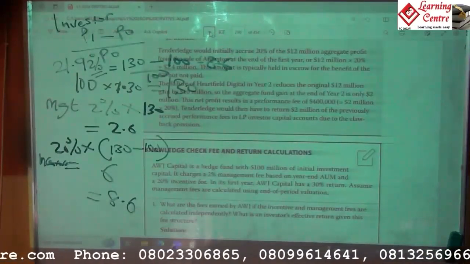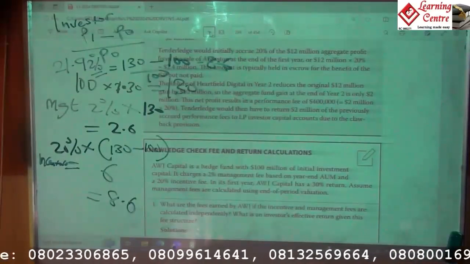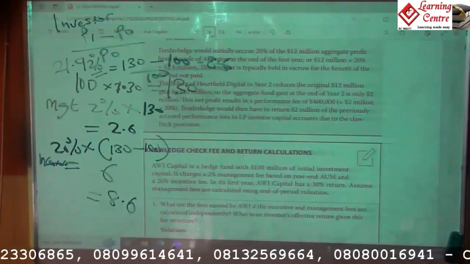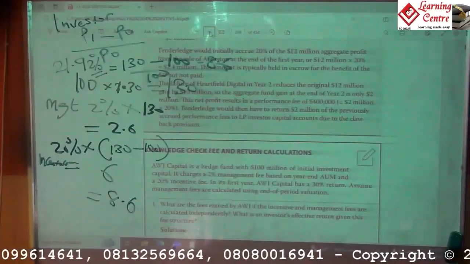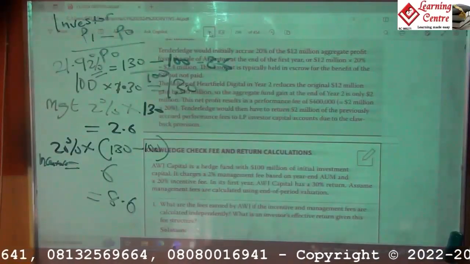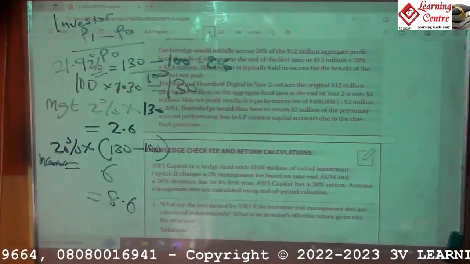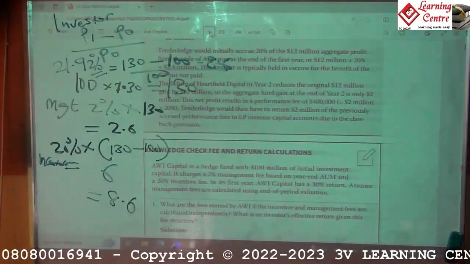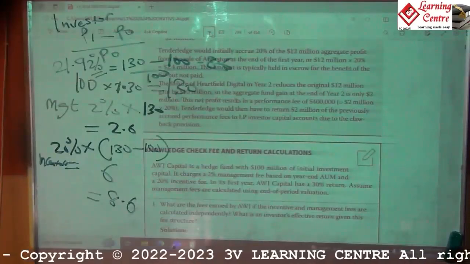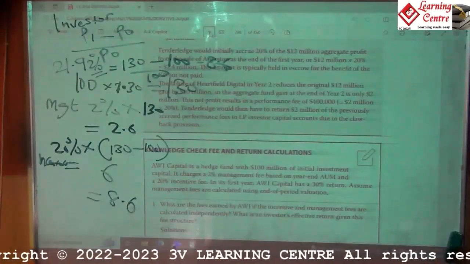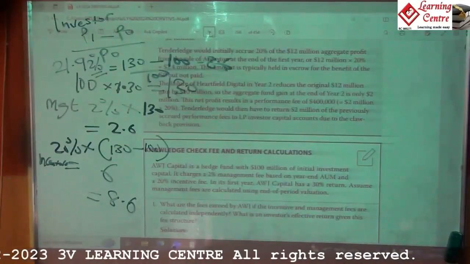Are we fine? Did you get it? What did you get? 21.92, which is 22% if you approximate. Or 21.4%? So how did you calculate it? 130 minus 100 minus 8.6, divided by 100. That's 21.40. Yes, that's the answer.